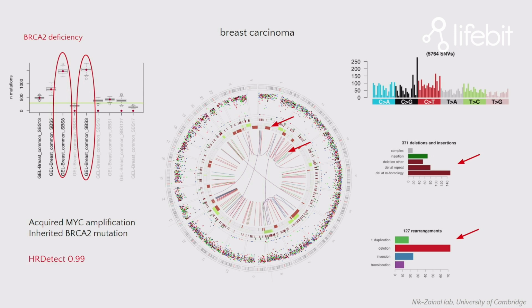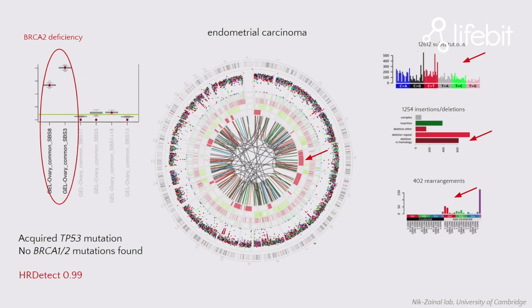We also add on those algorithms that I talked about. So HRDetect here has a score of 0.99. If you're not sure, you can use the algorithm to help you. Here's an endometrial cancer with a BRCA2 deficiency and a high HRDetect score. This is not something you would usually look for or find, but whole genome sequencing would reveal it.